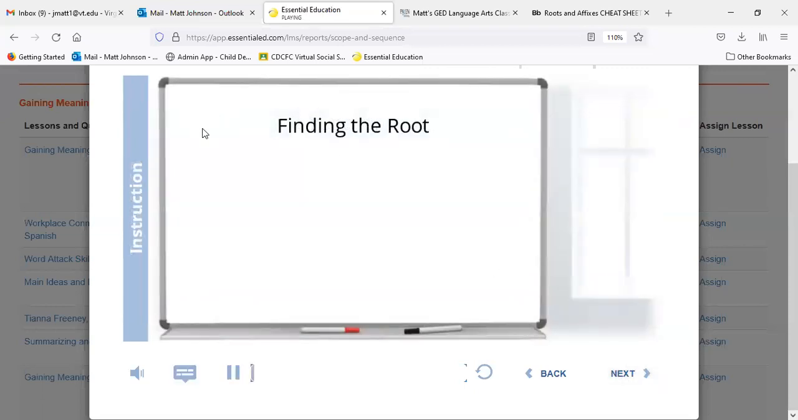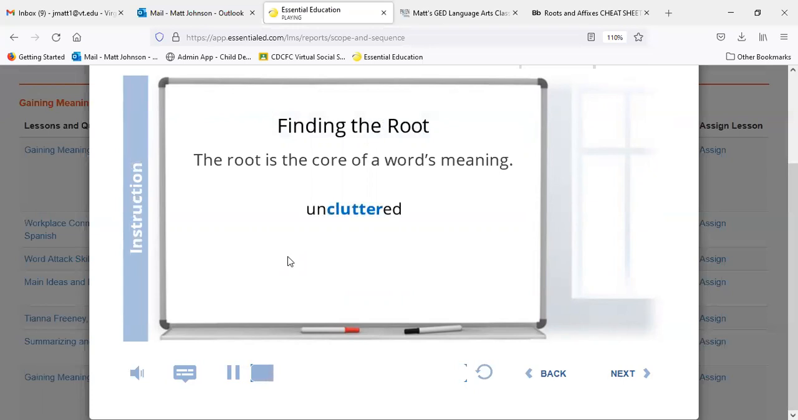Whenever I come across a word I don't know, I usually start by asking myself, what is the root of this word? The root, after all, is the core of a word's meaning. Without the root, the prefix and suffix would have nothing to change. Take the word uncluttered, for example. The root of the word is clutter. If I know the word clutter, I just need to look at how the affixes change the word's meaning. The prefix un means not, and the suffix ed means in the past. So the word uncluttered means something that is not cluttered. Do you see how knowing the root helps me understand the word?